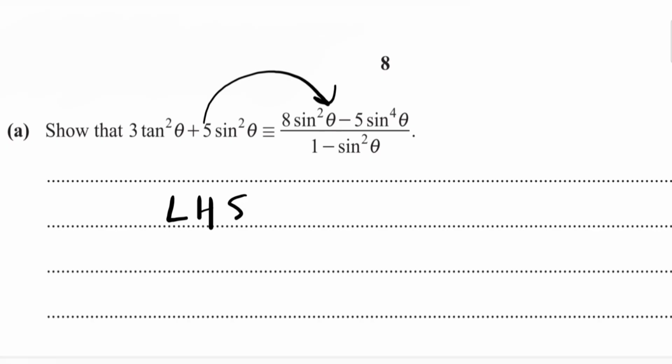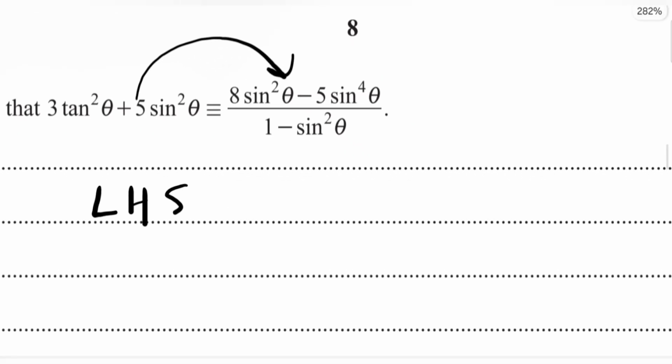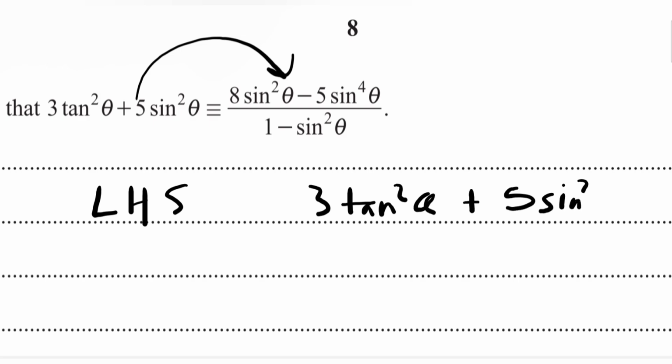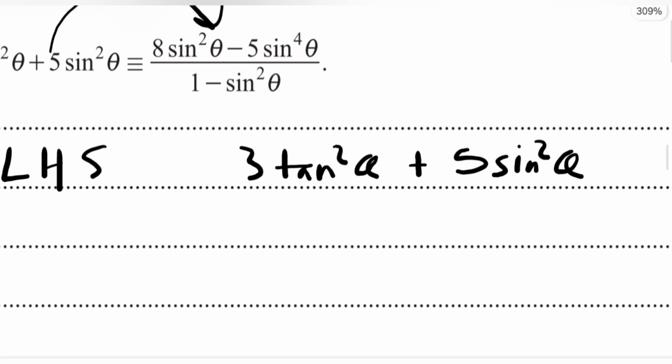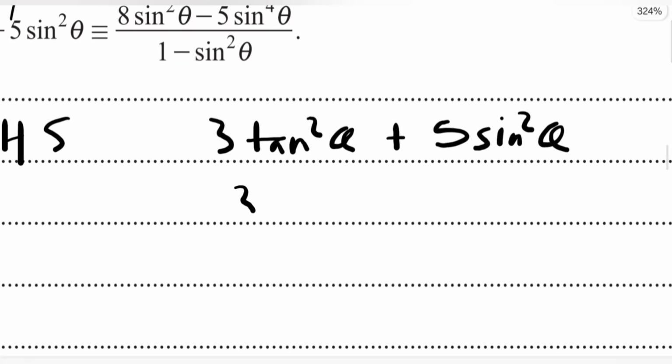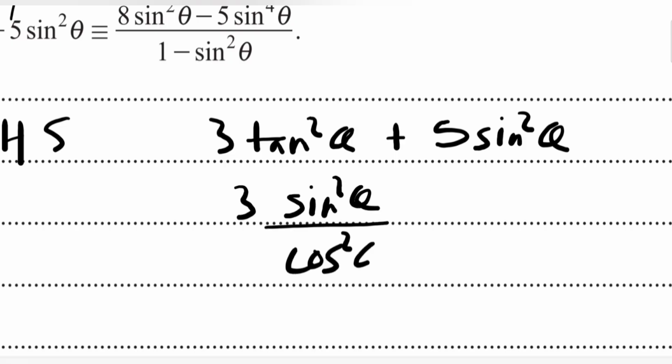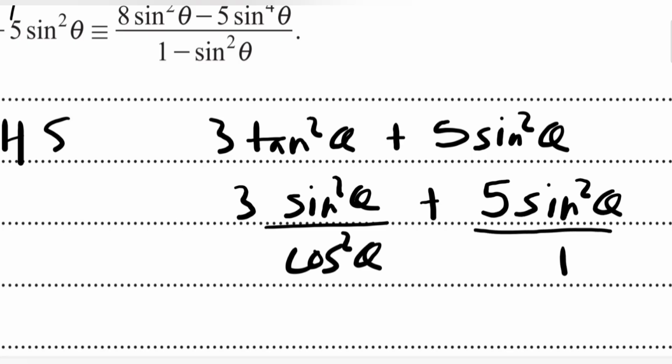So using the left hand side, which is 3 tan squared theta plus 5 sine squared theta, we're going to write tan in terms of sine and cos. So tan squared will be sine squared theta over cos squared theta, right? And we're adding 5 sine squared theta, and we know this is over 1, right?